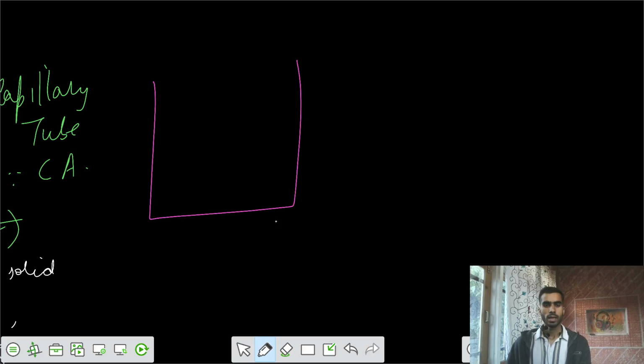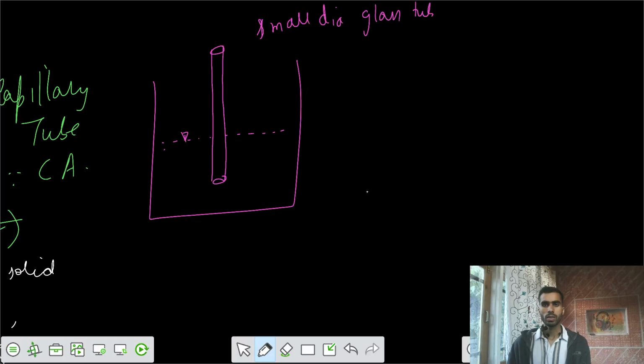You have a container, and let's say the water level is up to here. This is your water level, and you are placing a small diameter glass tube. It has some diameter d, and there is some rise of water in that tube because of surface tension.